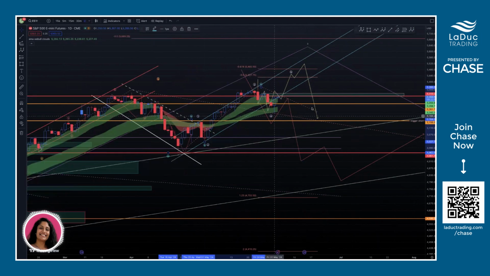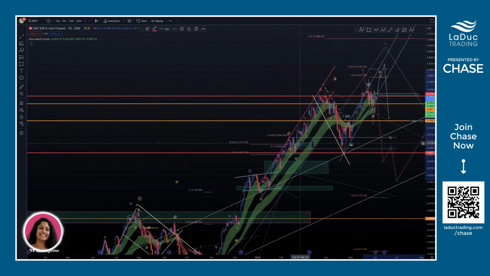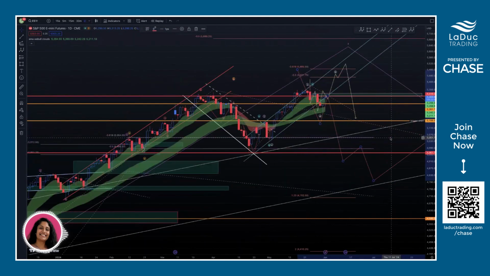You can see here we did break the channel and we are testing the channel again. So if we were to find a rejection here, we could zoom out and come back to the bottom of the channel, at least at 5050.